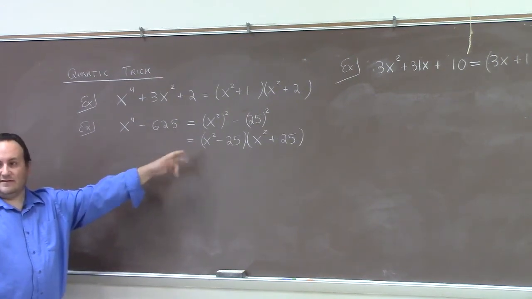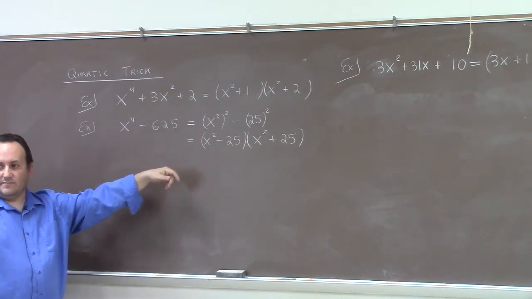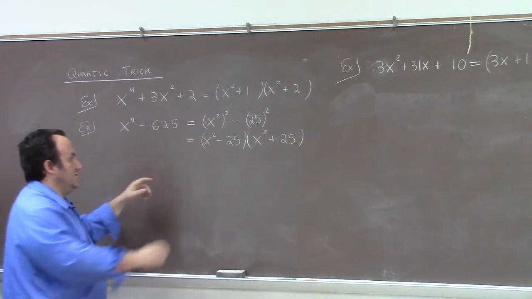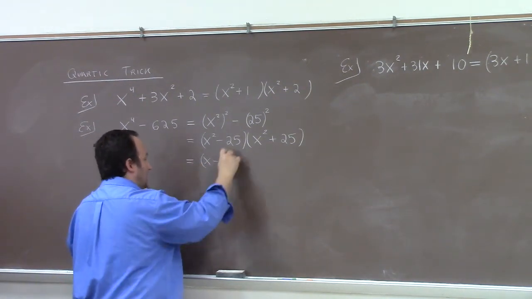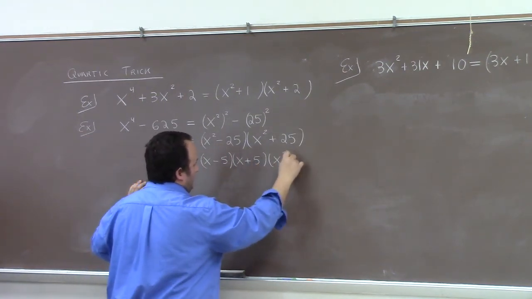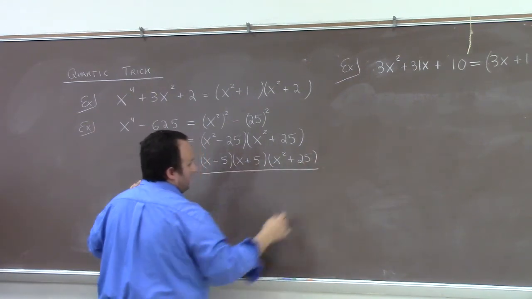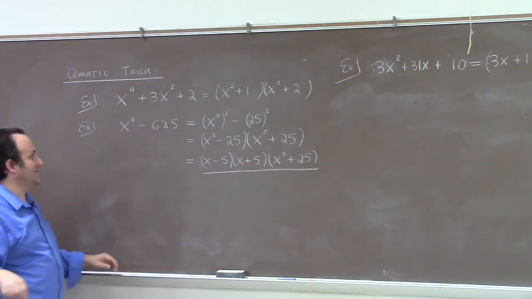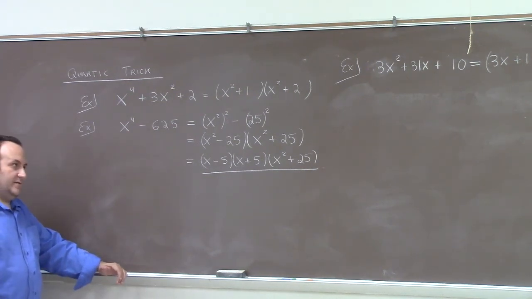hey, that's a difference of squares again, right? That's x squared minus 5 squared. So this is x minus 5 times x plus 5 times x squared plus 25. And there you go, we've factored it completely. Boom. Okay, so that's basically the main trick for a fourth order one.